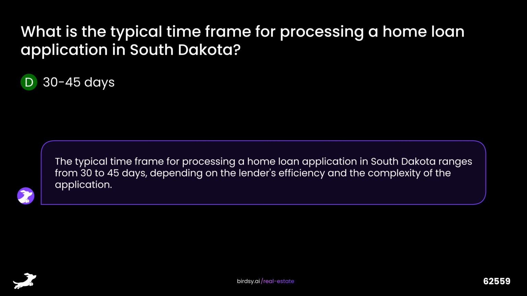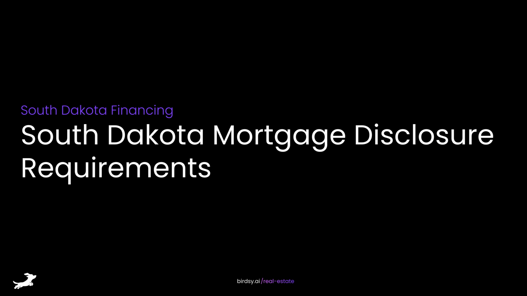The typical time frame for processing a home loan application in South Dakota ranges from 30 to 45 days, depending on the lender's efficiency and the complexity of the application. South Dakota mortgage disclosure requirements.